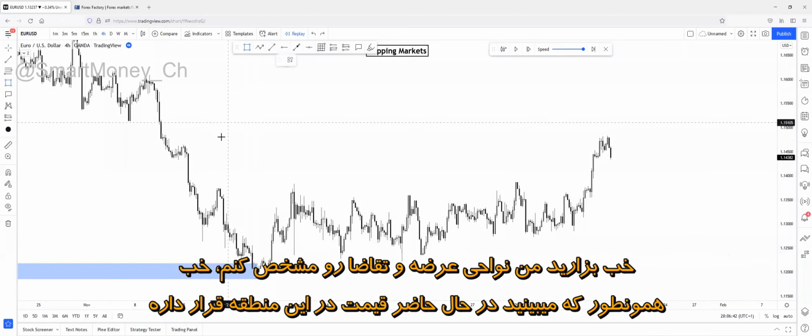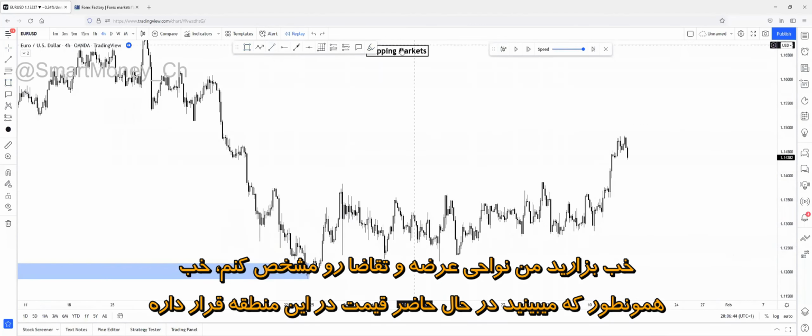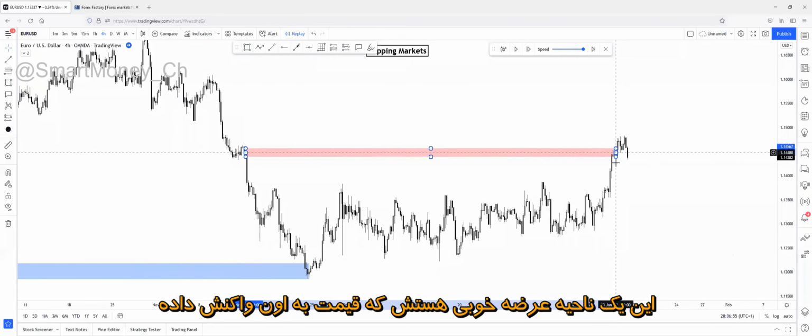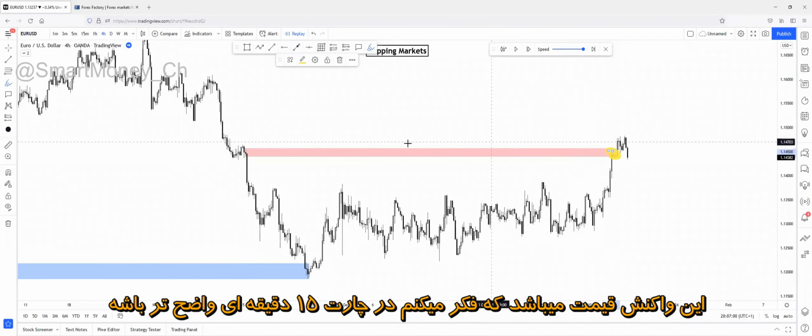And let me just mark up the supply and demand zones. So as you can see, price is currently in this region. We have to find the matching supply zone for this region, which will be this one up here. As you can see, here's a perfect supply zone. Price was reacting on this supply zone. Here was a reaction. On the 15-minute chart, I believe that will be a cleaner reaction.